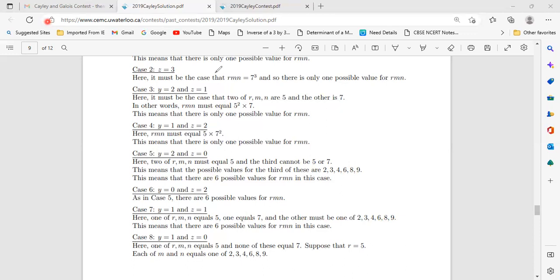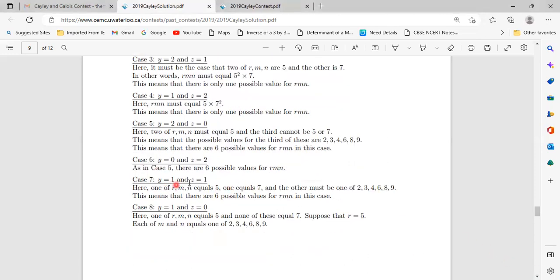Yeah, it's right. Okay, you are getting one possible value. That's great. So you're repeating the case for y is equal to 0 and z is equal to 2, the vice versa. Again, you're going to have the 6 possible values for the product of RMN, and you have to check what if y is 1 and z is 1, and what if y is 1 and z is 0.